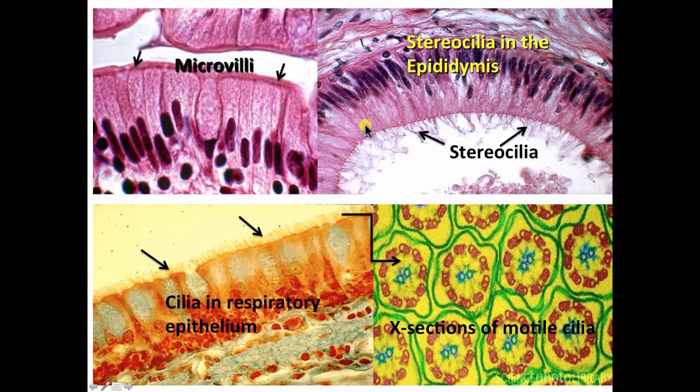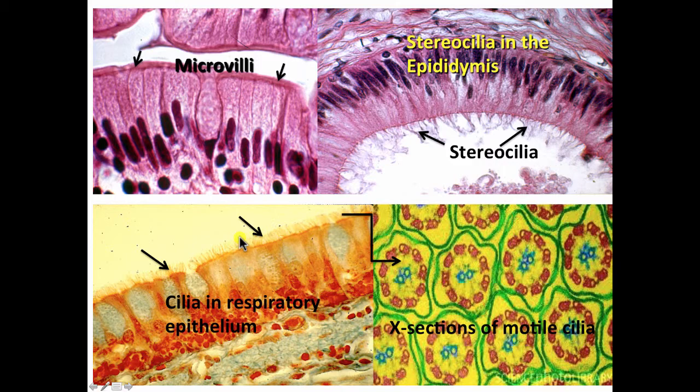You also looked at the epididymis, which is a pseudostratified columnar epithelium, and it has these structures on its surface called stereocilia. This is a misnomer. They're not cilia at all. They're just long microvilli, and their function is to reabsorb fluids as the sperm are transported down the epididymis, much as microvilli absorb nutrients from the gut.